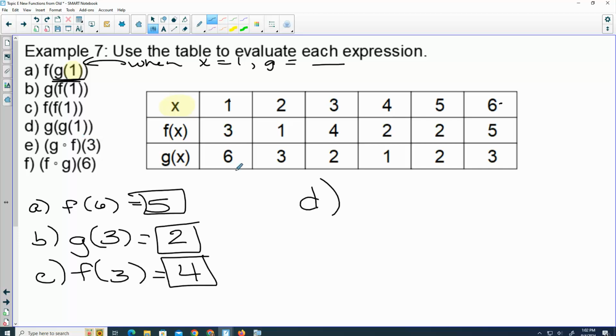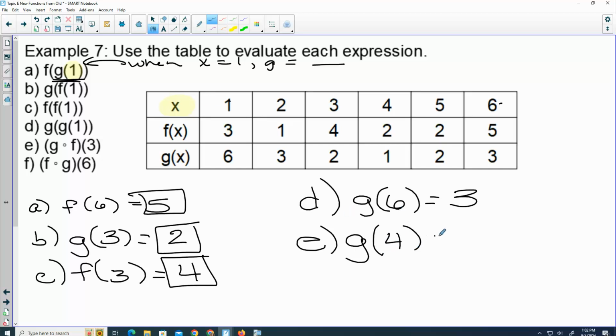G of 1, so g of 1 is 6, and g of 6 is 3. G composed with f of 3. So that means g of f of 3. So when x is 3, f is 4. And when x is 4, g is 4. And the final question.